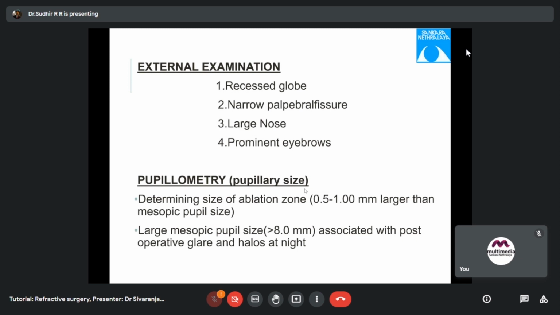External examination: recessed globe, narrow palpebral fissure, large nose, and prominent eyebrows are important to be noted because flap-based procedures are difficult in these patients. Here, a surface ablation procedure can be preferred.